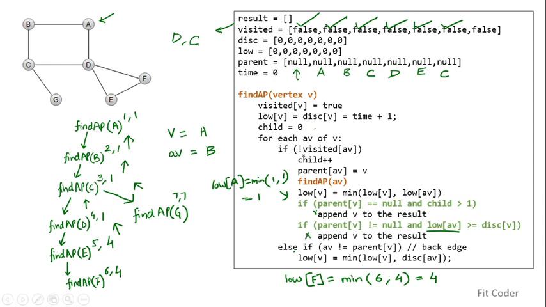So in this way, this algorithm ends. The articulation points that we get are D and C. So in this way, by calculating the discovery time and low time for all the nodes, we can find the articulation points.